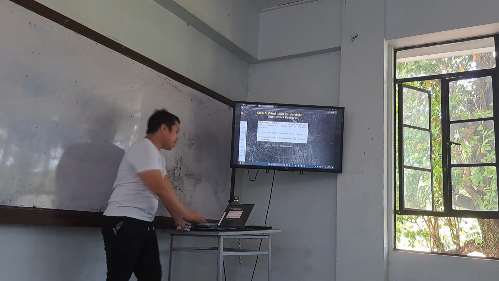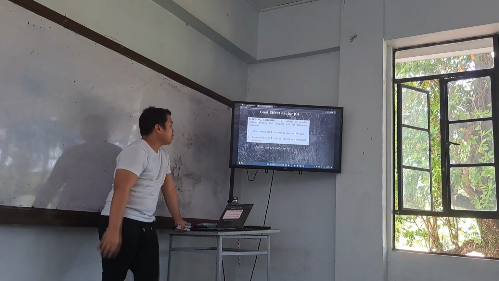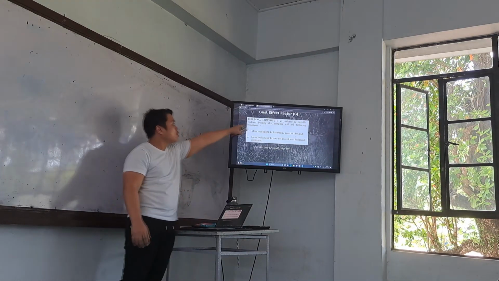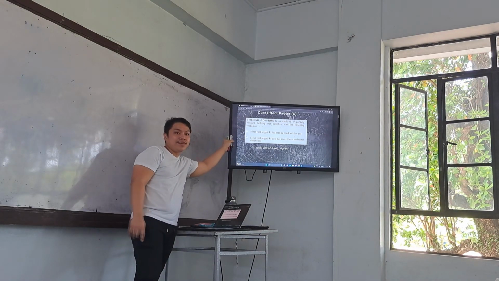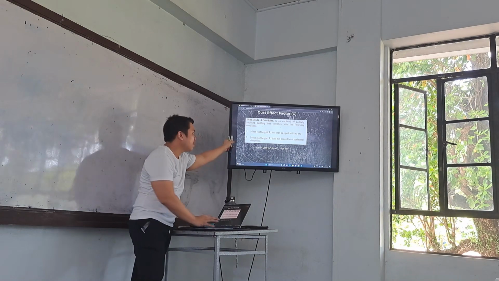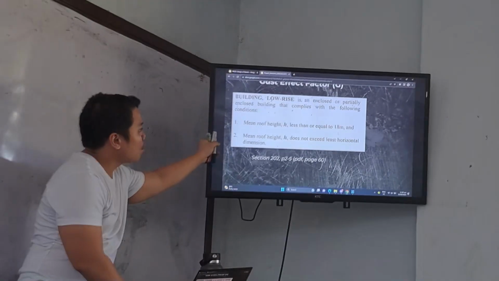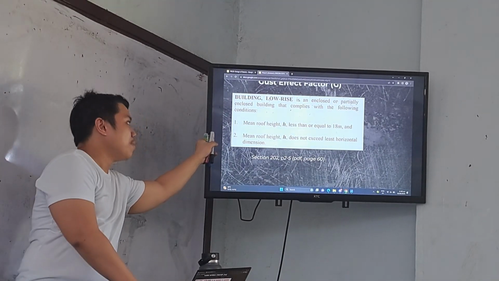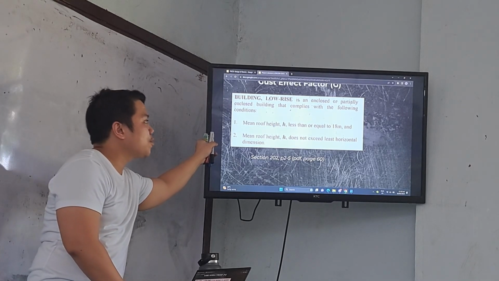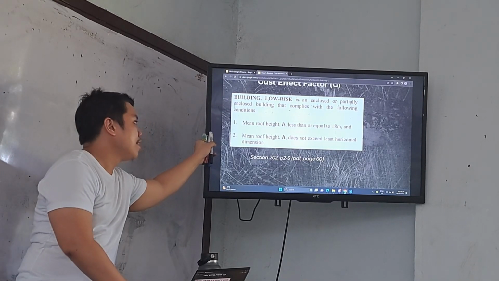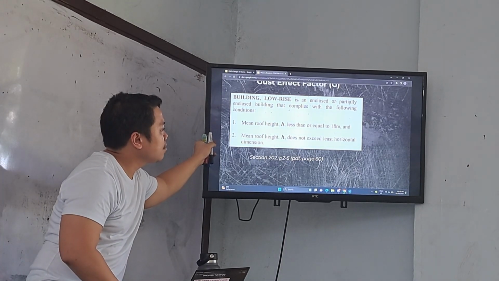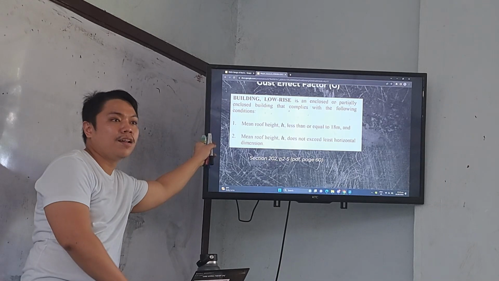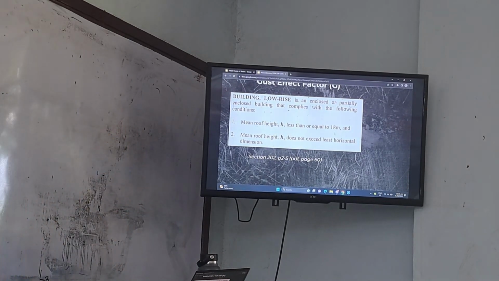Okay. So under section 2.2, we can consider that the building is low-rise. Take note that it is an enclosed or partially enclosed building, which complies with the following conditions. The mean roof height h is less than or equal to 18 meters. And second, the mean roof height h does not exceed the least horizontal dimension. Okay, so let's define first what is mean roof height.